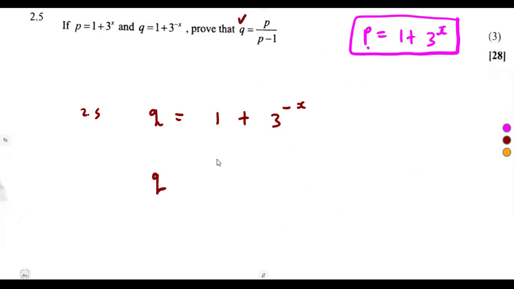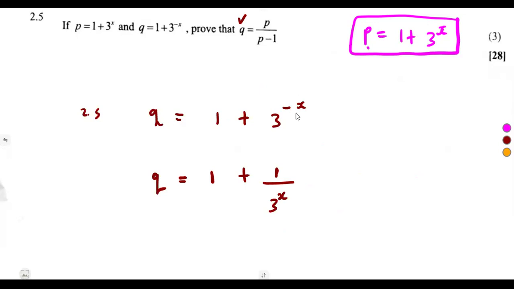From Q. This is how we are supposed to have it. So from Q, what do we have, guys? Because we are supposed to prove that this is the same. So Q is equal to 1 plus 3 to the exponent of minus x, which is the same as 1 over 3 to the exponent of x.